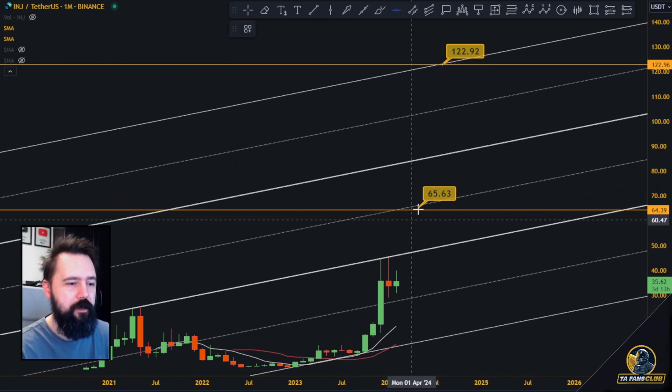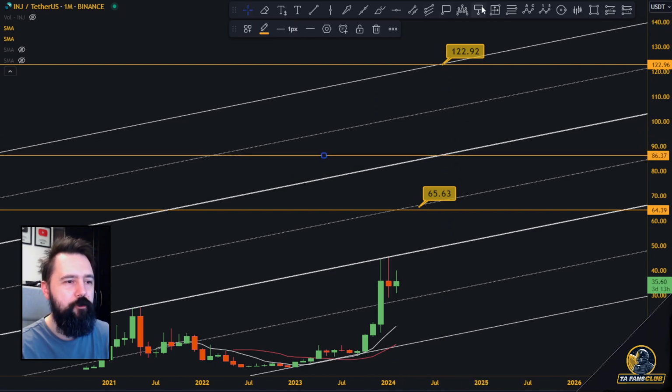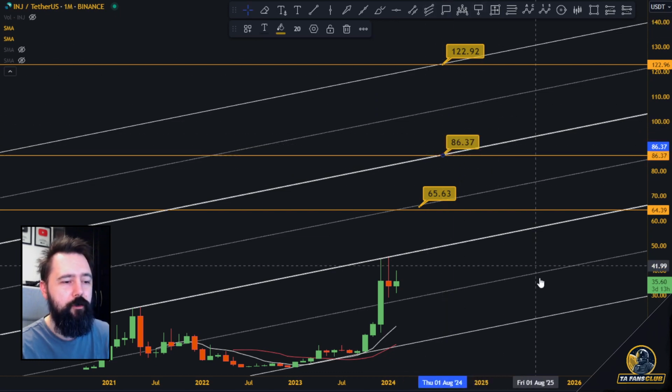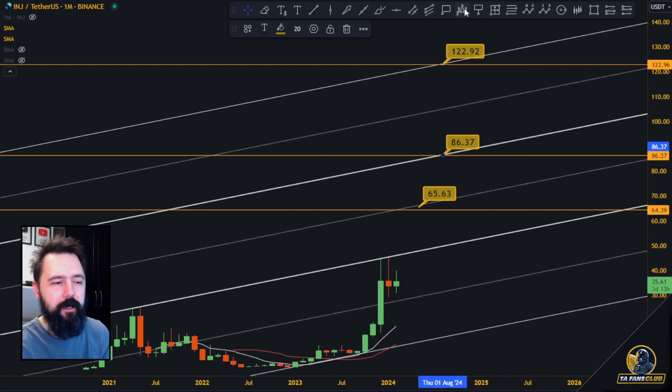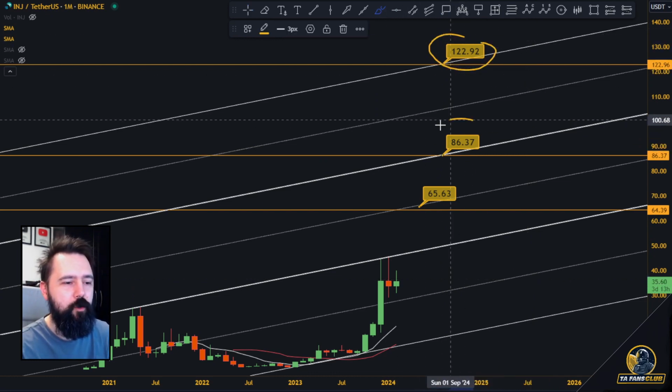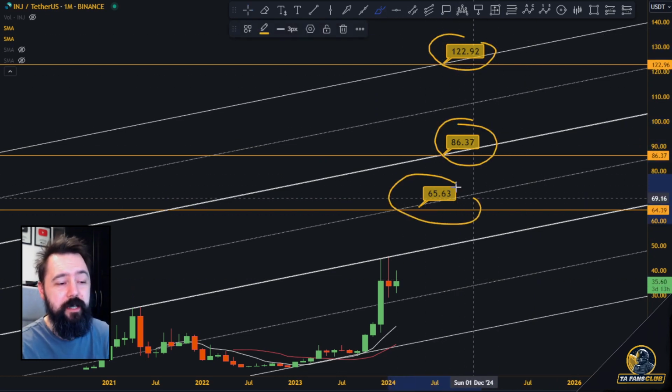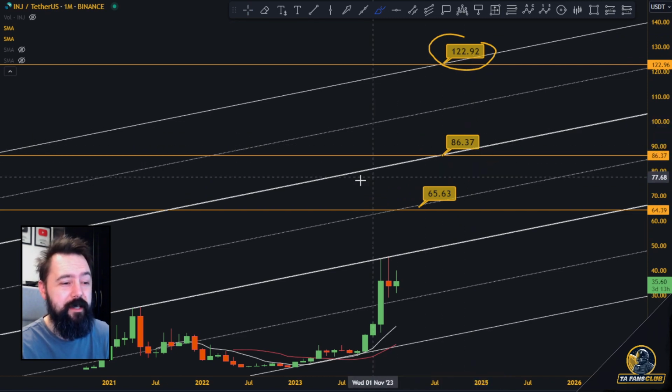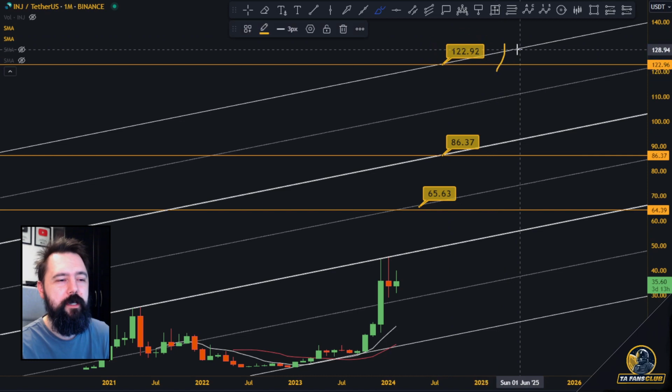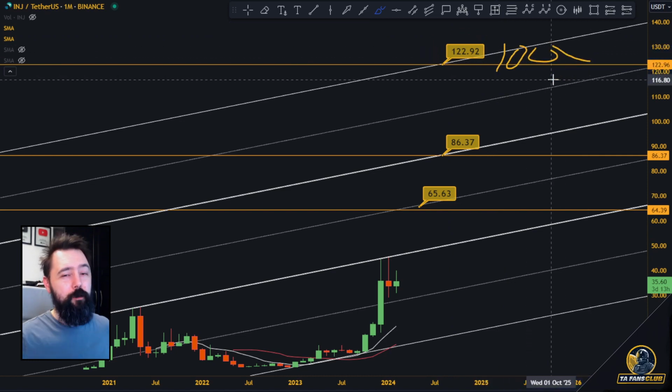Three major levels, depending on where this actually gets hit, three major levels of resistance that can actually indicate some kind of top, I would say, is 122 bucks, 86 and 65. 65 because it's 50x, 86 is because of doubling of the channel towards the upside, and 122 is because this is actually a 100x move. Now do you believe it's gonna do 100x? I don't know, tell me down in the comments.